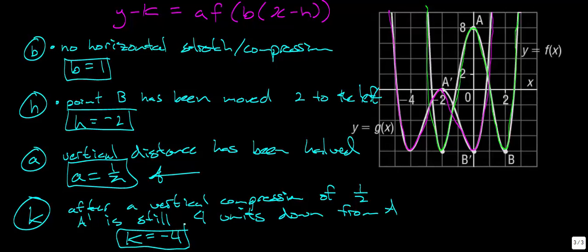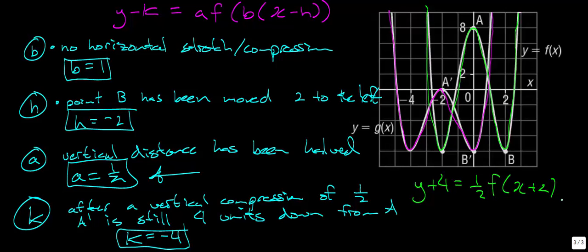Okay, and so in general then our function would now be y plus 4, because we had a k value of -4, is equal to 1/2. That was my a value. f of, we did not have a b value, so I'm just not even going to write it. It would technically be 1. And then we have x with my h value of plus 2, like so. Okay, and so that would be our function.